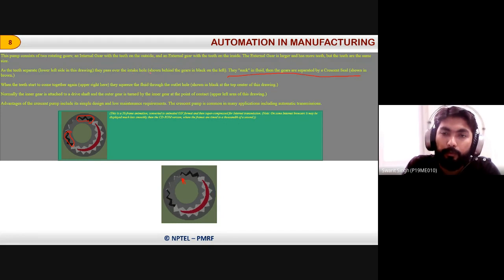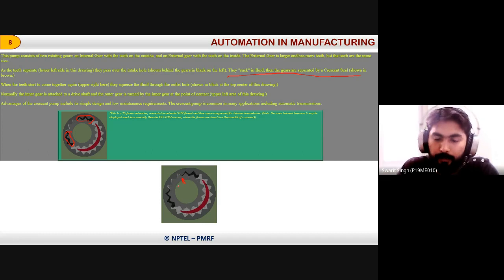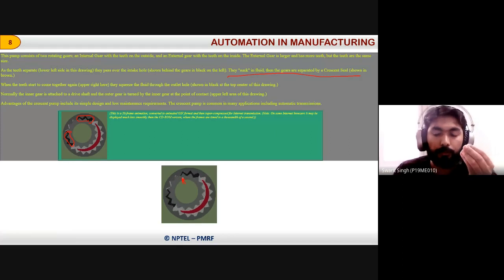over the intake hole. Okay, so they suck in the fluid. Then the gears are separated by the crescent seal, as shown in brown color. So these are the crescent seals which are used to separate this engagement. These are responsible for the engagement and disengagement of the teeth of the internal gear pump.